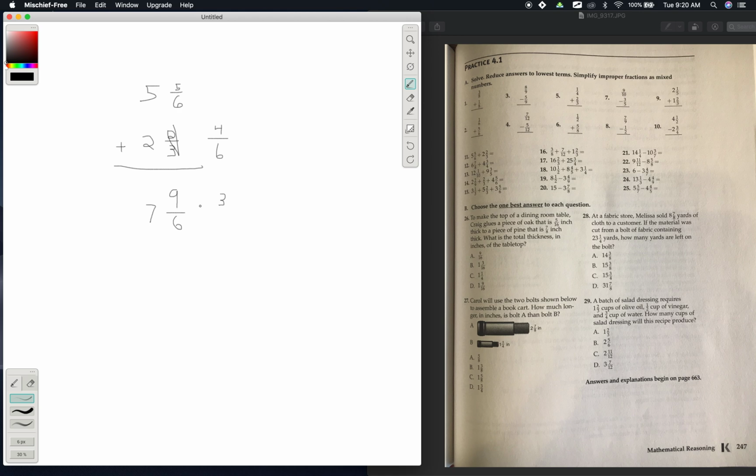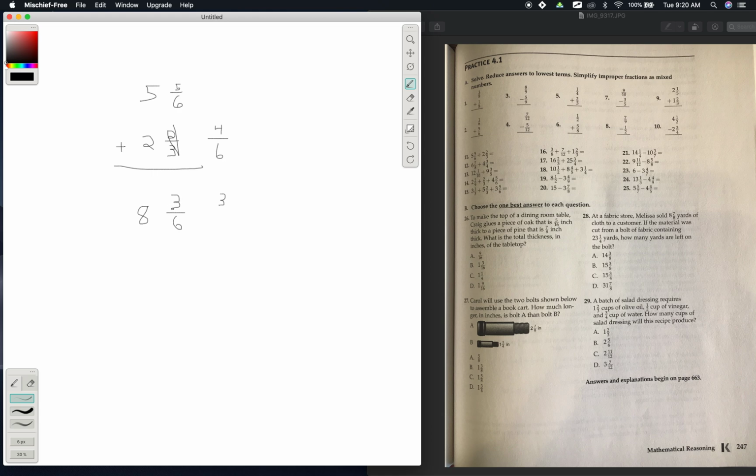Okay, so we know now that we can change this to an 8. Okay, because we already have 6 over 6 and some extra, which makes another whole. So we can change this to an 8. And we had 3 left over from the 9. Okay, so we'll remove the 9 and we'll put a 3 there.